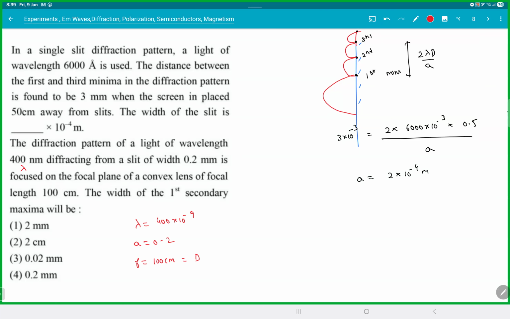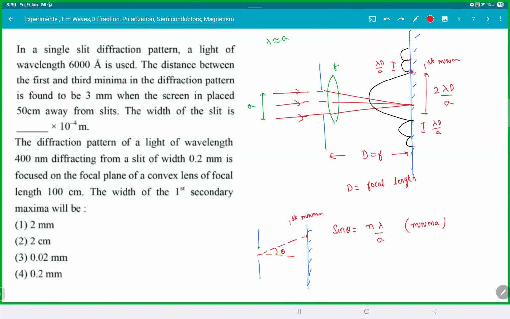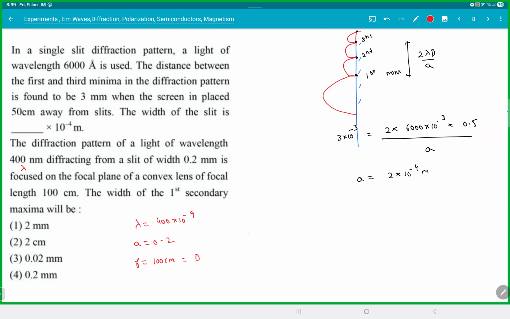So you should know in the experiment, they actually use a lens to focus the light rays. And he's asking the width of the secondary maxima, the width of the first secondary maxima. So be careful. Central maxima is 2 times the length, whereas this thing is only lambda D by capital D. Substitute, you'll get the answer. Clear?